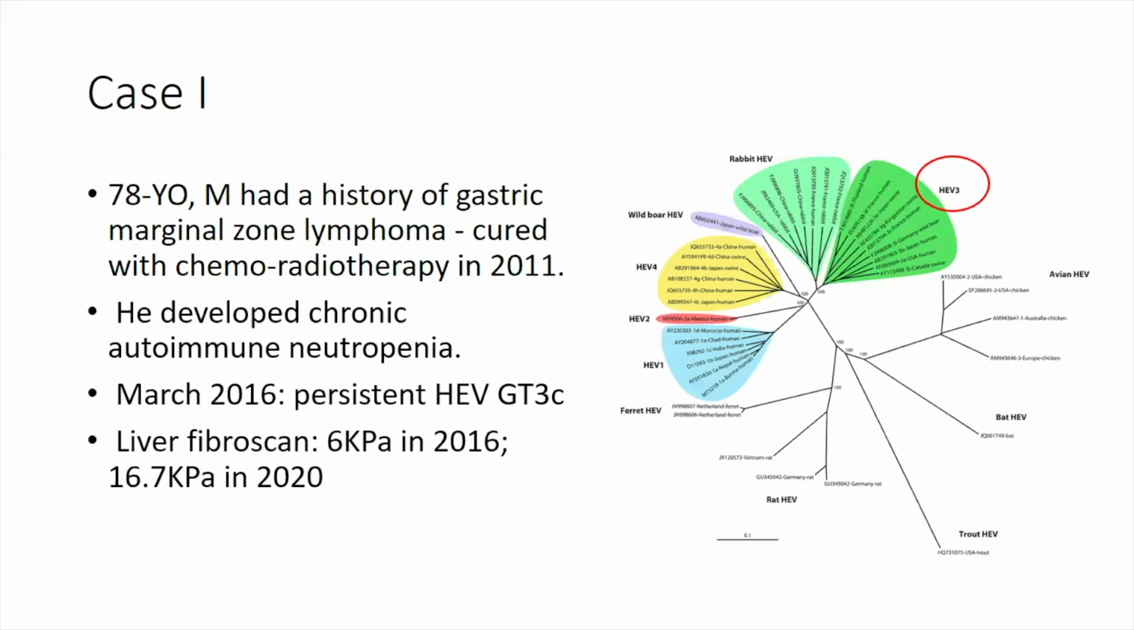So this chap had chronic hepatitis E and had an ALT of 300 to 400, and his liver scan, FibroScan, showed consistently deteriorating results. Every time we do a scan, it's worse than the one before. He started with a liver stiffness of 6 kPa in 2016, and by 2020, his elasticity reached 16.7 kilopascal.